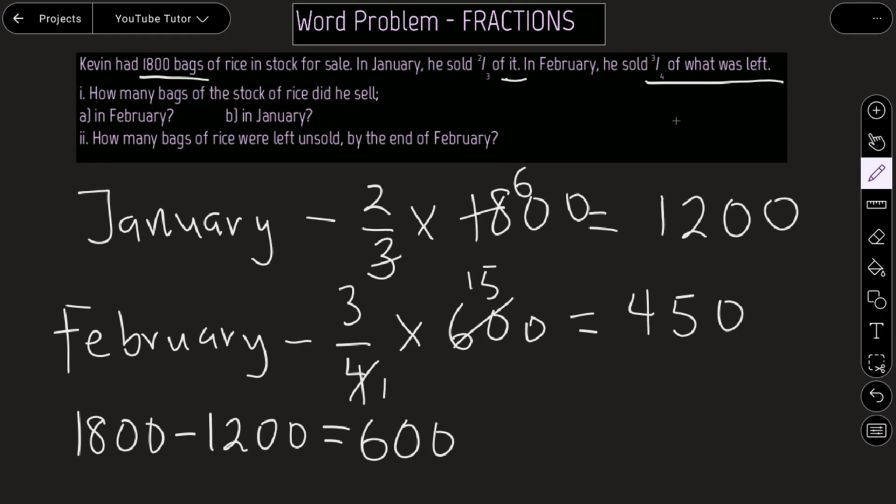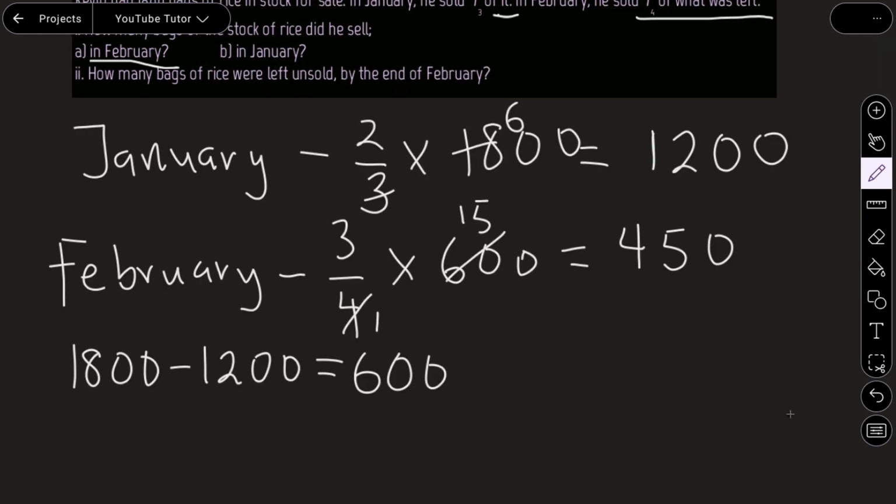Okay, so now we have the 450. We know that they are asking for what? How many bags of the stock of rice did he sell in February? So in February, you just indicate, B is 450 bags.